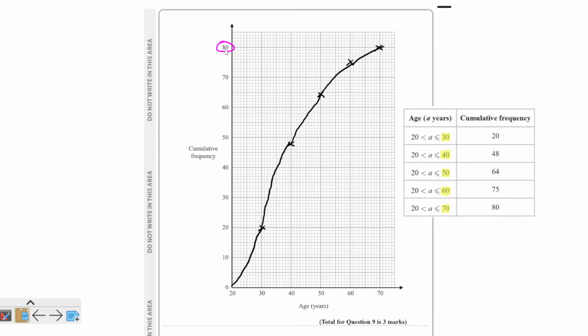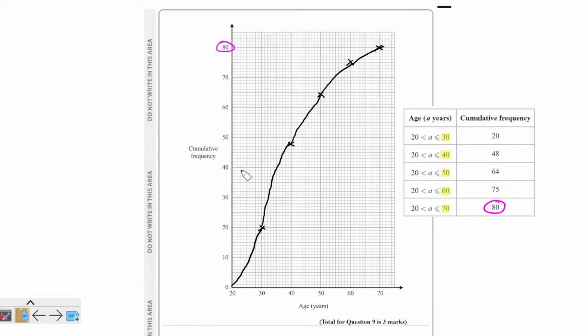Be careful that you read it off the graph. Sometimes, for example, the total might be 78, but it looks like the total's 80. So just double check in the actual table, or if they've written it in the question, what the actual number was. So the total is 80. The middle of that is obviously 40, isn't it? So we're going from the cumulative frequency side. Person number 40 is what we're looking for.